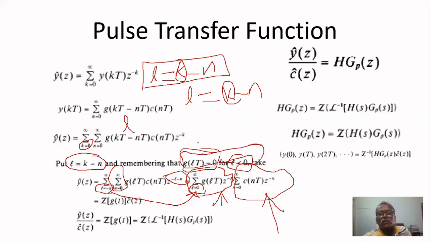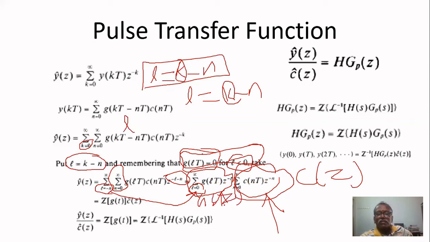when L is less than 0, this is 0. That's why instead of starting from minus n, we can put 0 to infinity G of L tau multiplied by z power minus L, and sigma n equal to 0 to infinity C of nT z power minus n. So this is nothing but C of z. This is nothing but G of z.